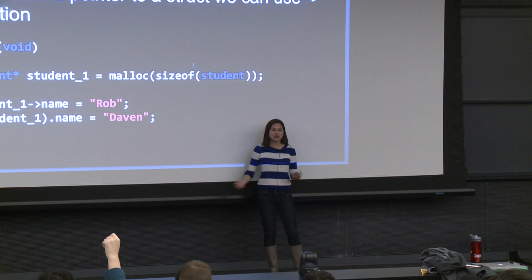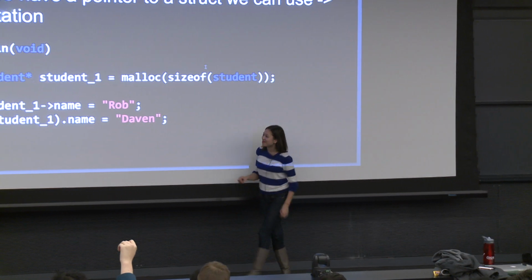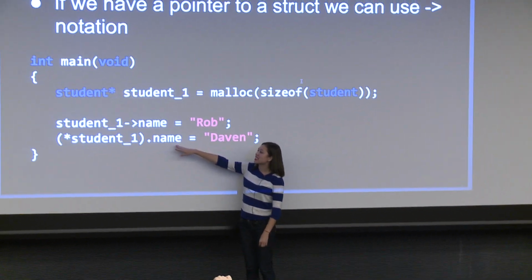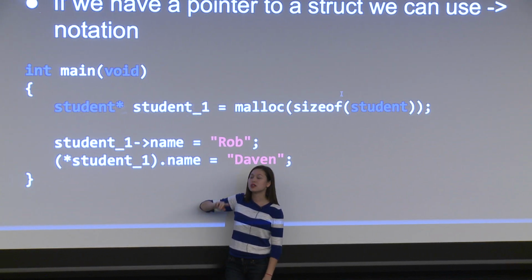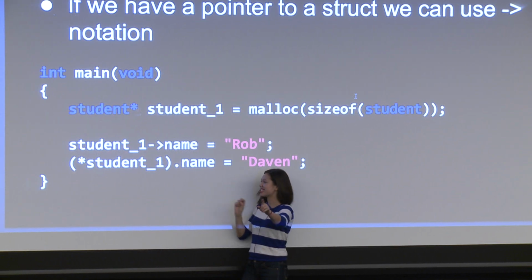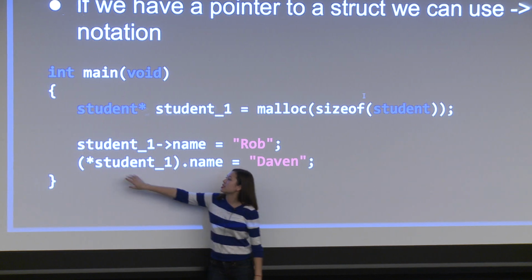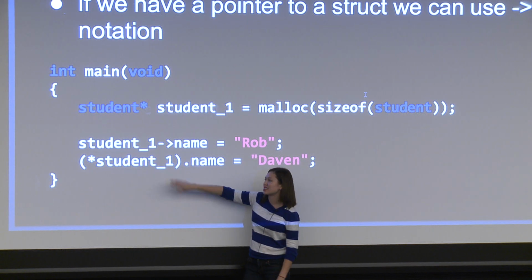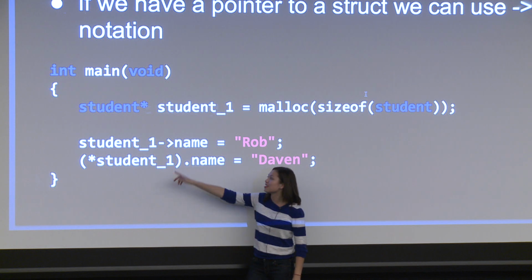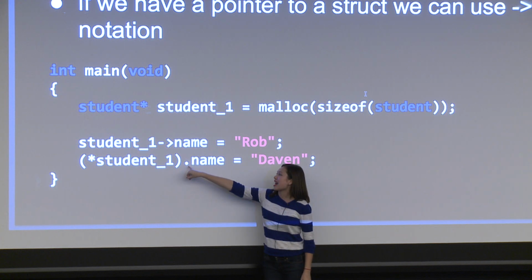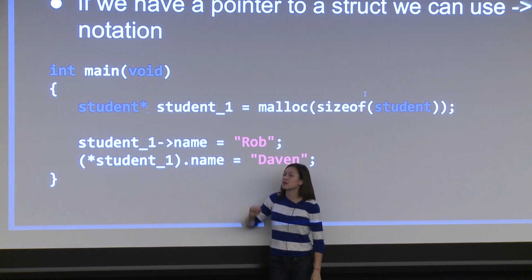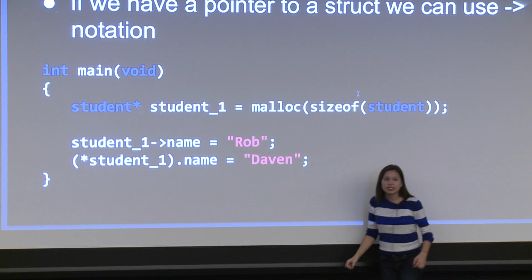And now if we want to change Rob to Davin, this is just showing you a different way to do it. So instead of using the arrow, you can also, I will finish this and then take that question, you can also dereference student1. That's saying go to whatever's at student1, which would be our student struct, access it with a dot and the element that you want, and then reassign it.